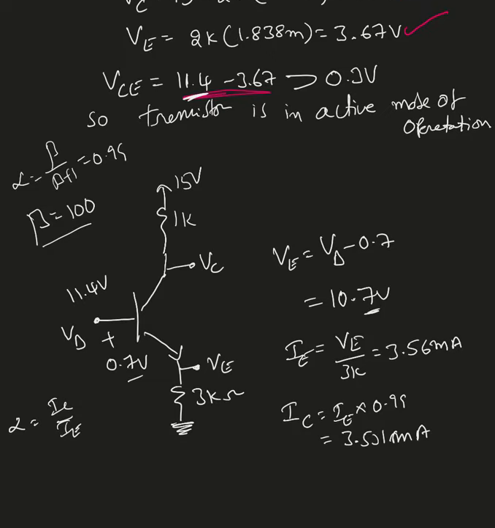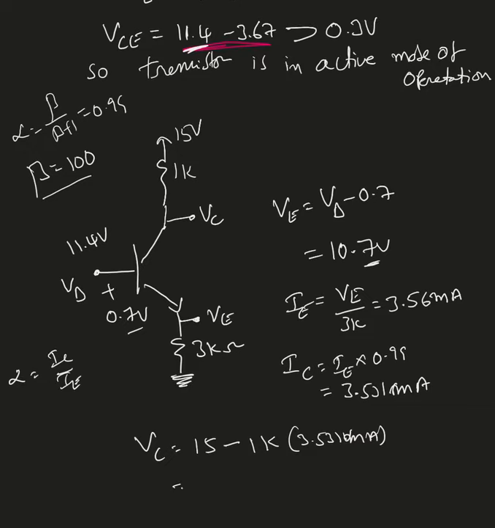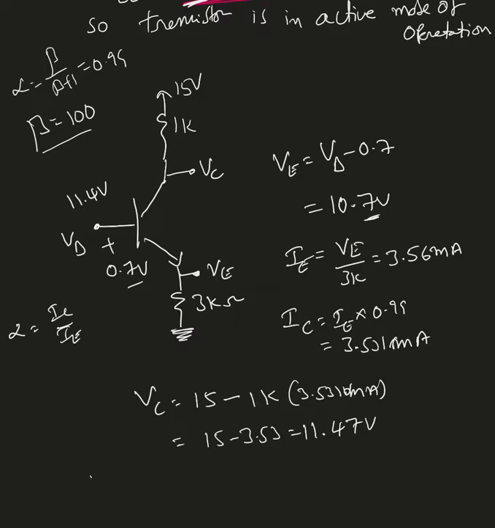Based on that, I can find VC. So VC must be 15 volts minus 1K times 3.531 milliamperes. So it must be 15 minus 3.53, that value, which is 11.47 volts.